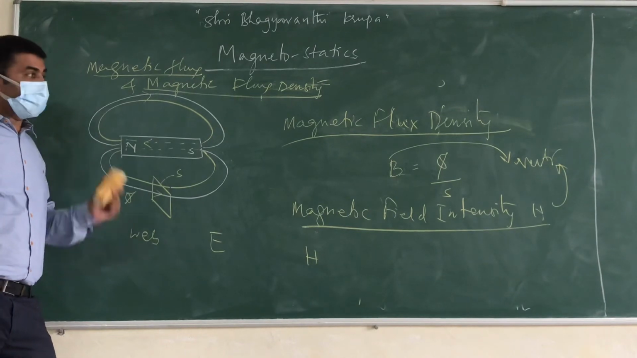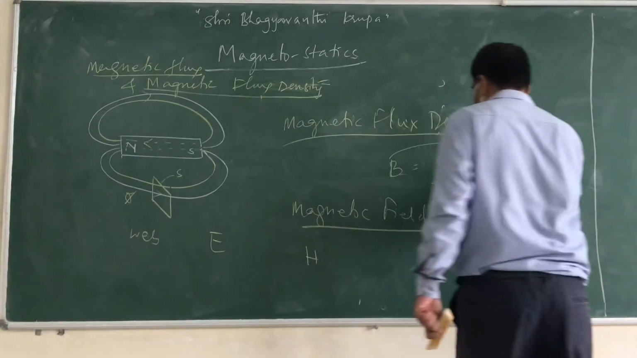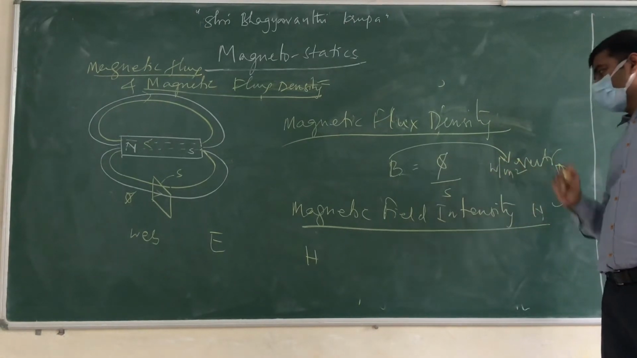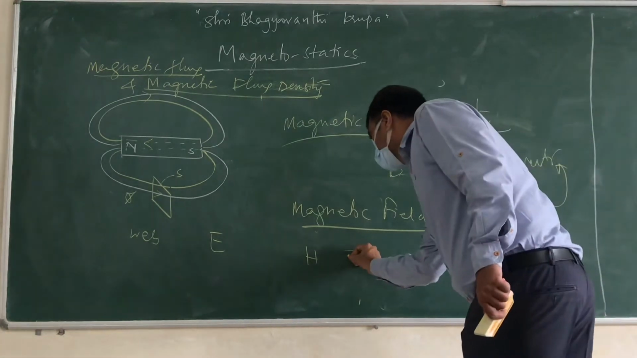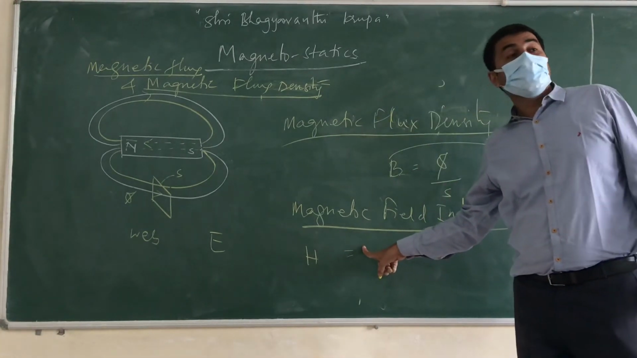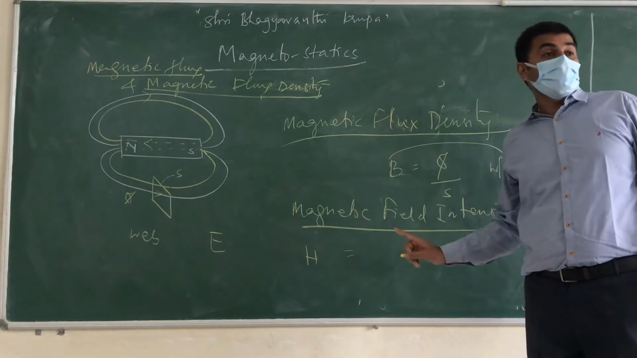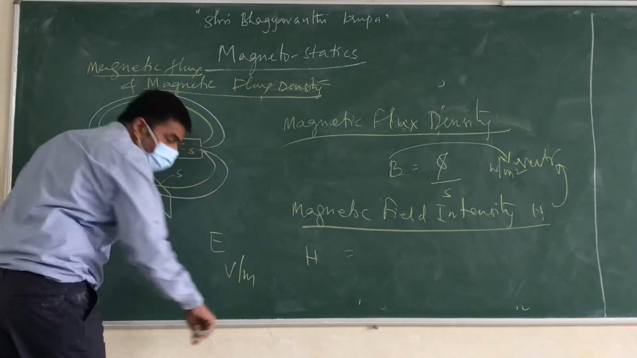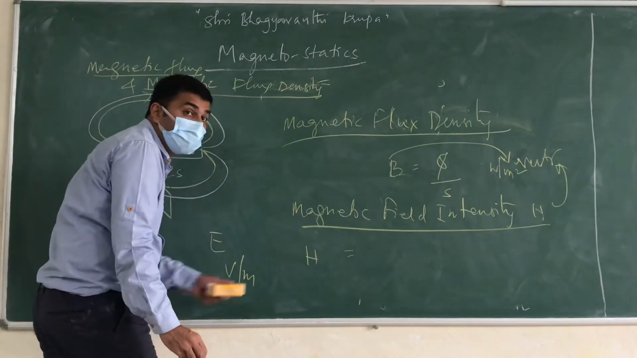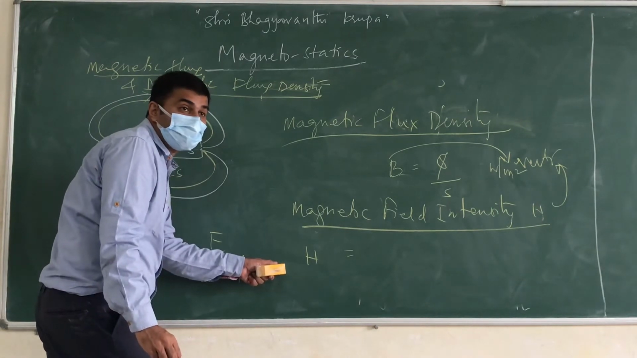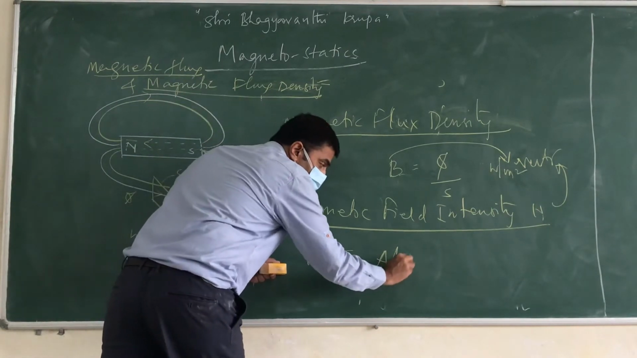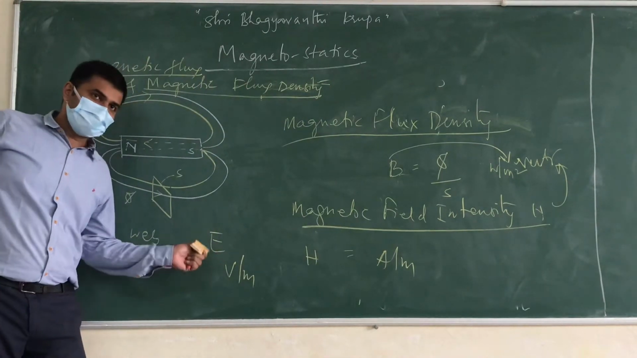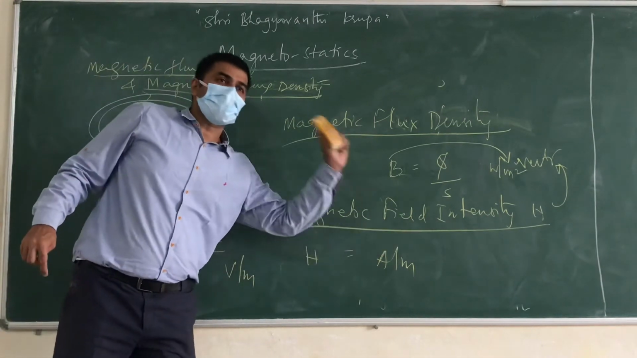Okay? And what is the unit of this? Weber per meter square. Then this is magnetic force per unit north pole, I say. What was the unit of this? Volts per meter. And what is the unit of H? Amperes per meter. Similar to this, it is volts per meter. The unit of this is amperes per meter.